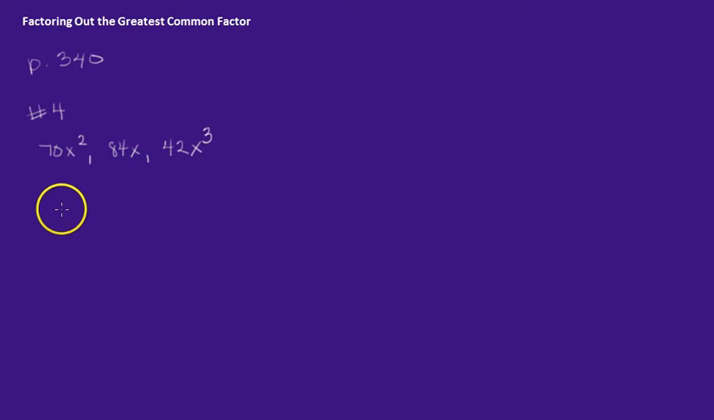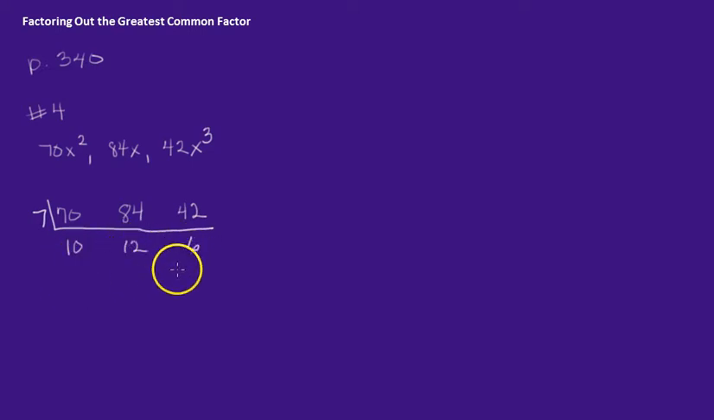So first of all, the first thing I do is line up my numbers. I've got 70, 84, and 42. Then the next thing I do is draw an upside down division symbol, and I know that each of these numbers has the factor 7 in common. So I write 7 outside there. Then I go through and do division for each one. 7 goes into 70 10 times, 7 goes into 84 12 times, and 7 goes into 42 6 times. So I come down to my second row of numbers and I have 10, 12, and 6.